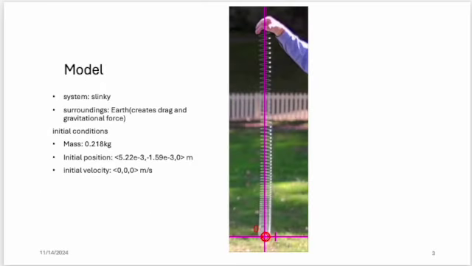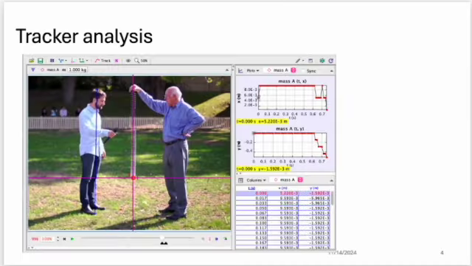So for the Tracker model, the system is the slinky, and the surroundings are the earth, which creates the drag and gravitational force. The initial conditions are: the mass of the slinky is 0.218 kilograms, and I found the initial position using Tracker, and the initial velocity was 0 since the slinky wasn't moving in the beginning.